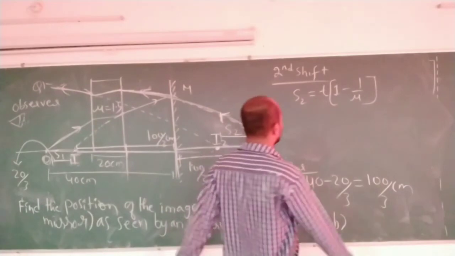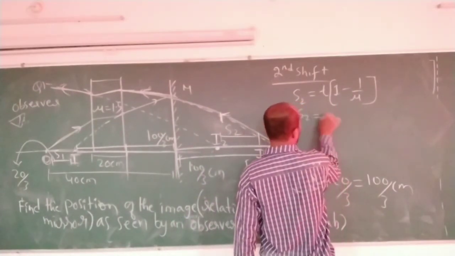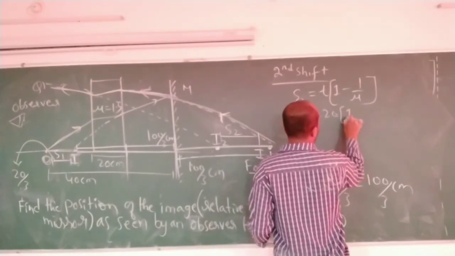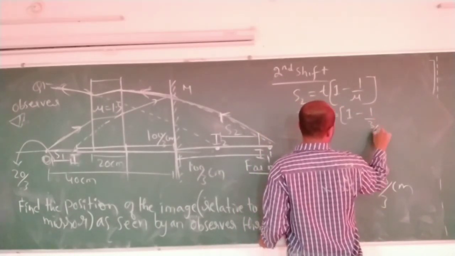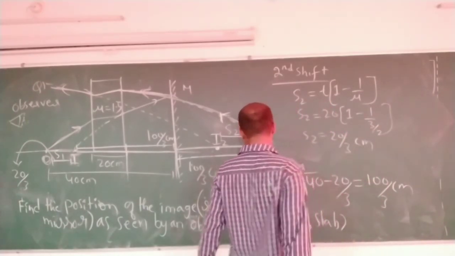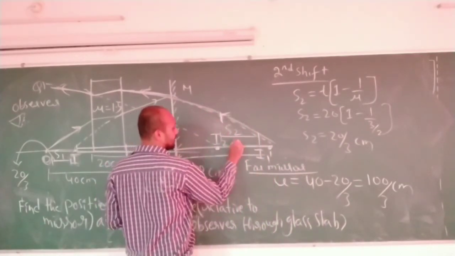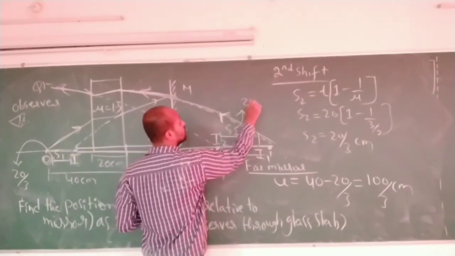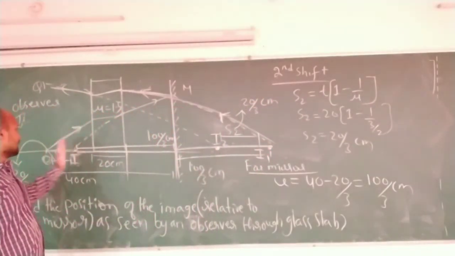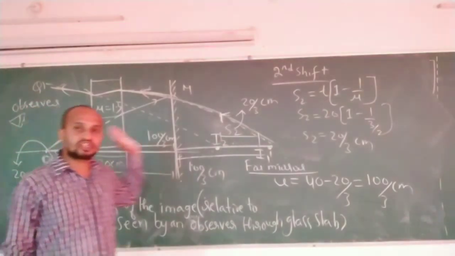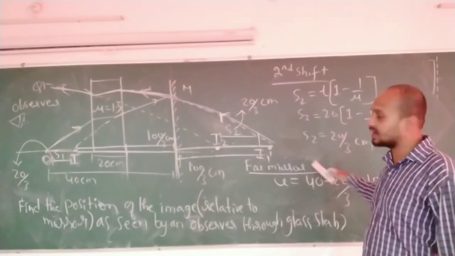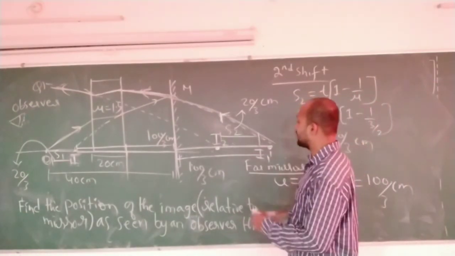So again, how much will you get for the shifting the second time? Same thing: 20 into 1 minus 1 divided by 3 by 2, which will be equal to 20 by 3 centimeters. So S2 is shifted here by 20 by 3 centimeter. Already I know that after passing through the slab, it will shift the object towards the slab by 20 by 3. Simply I did extra work here. Already I calculated. Here also 20 by 3.